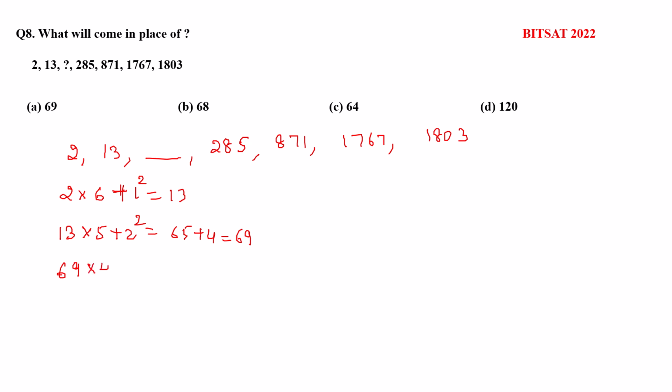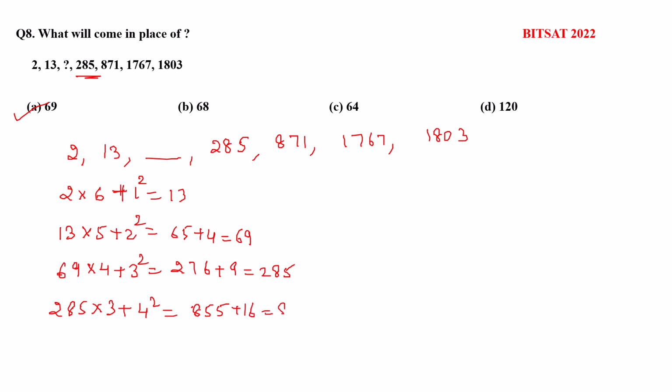So 69 into 4 plus 3 square. 69 into 4, I will get 276 plus 9, which is 285, which is my third number. So it means A is the correct option. Let's try one more, 285. Now the pattern is decreasing: 6, 5, 4, then it will be 3, and here 1 square, 2 square, 3 square, here will be 4 square. So 285 into 3, I will get 855 plus 16, I am getting 871. So it means A is the correct option.